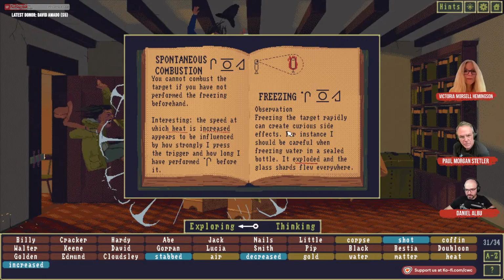Observation. Freezing the target rapidly can create curious side effects. For instance, I should be careful when freezing water in a sealed bottle. It exploded and the glass shards flew everywhere.